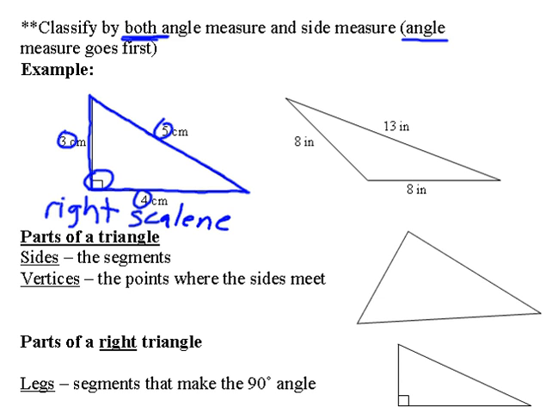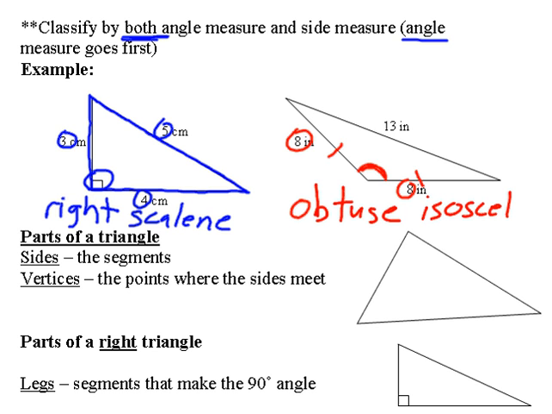The next triangle, if we look here, we have 2 sides equal, and I believe here this is a pretty big angle right here, so we're going to say it's obtuse, and since we have 2 sides equal, it's isosceles. So that is an obtuse isosceles triangle.